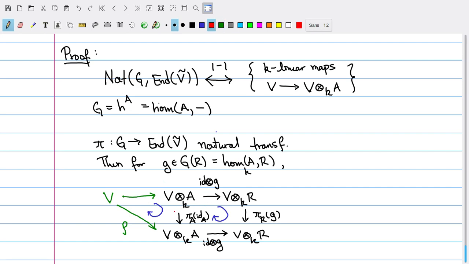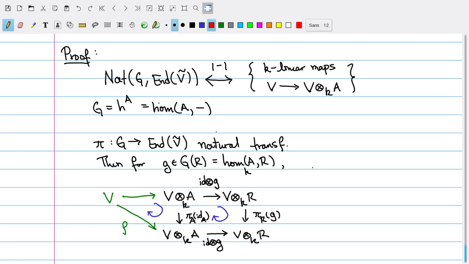Specifically, once we know rho, we know pi sub A of the identity of A, because it's the unique extension of rho to V tensored with A. Once we know pi sub A of the identity of A, pi sub R of g is the unique map on the right-hand side, making the associated square commute.